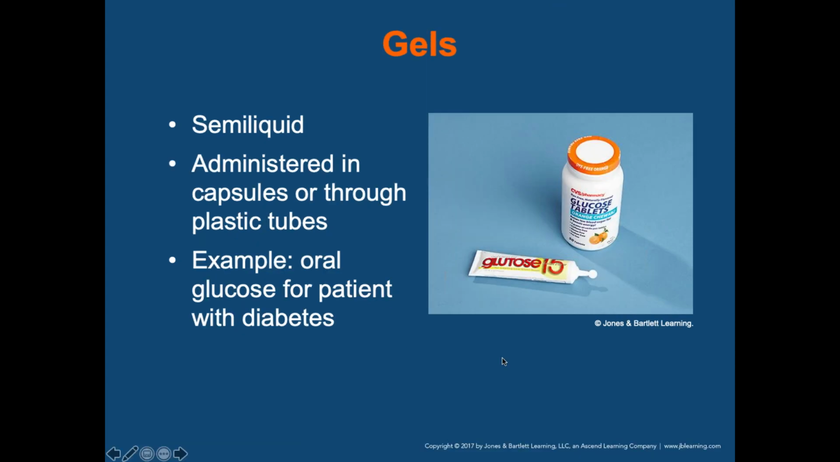Some gels would be semi-liquid. What we would carry for that would be the glucose, as you see in the bottom there, or glucose 15. Those would be your oral glucose medications. These are administered in capsules or through plastic tubes. Also, examples would be oral glucose for a patient with diabetes.